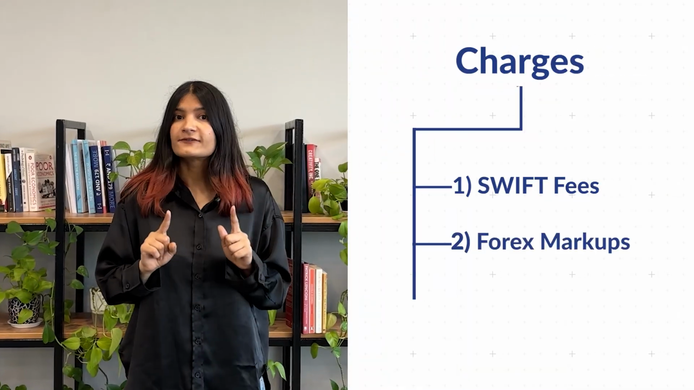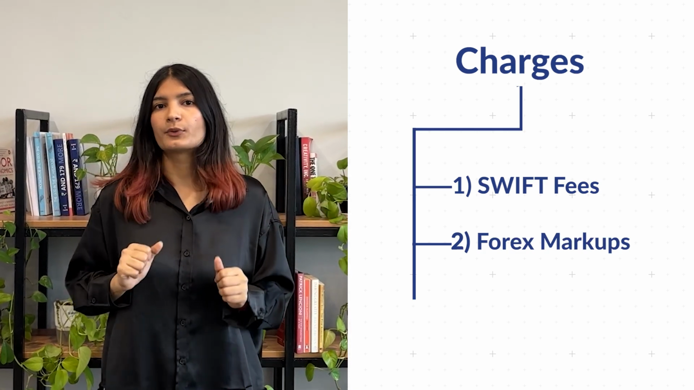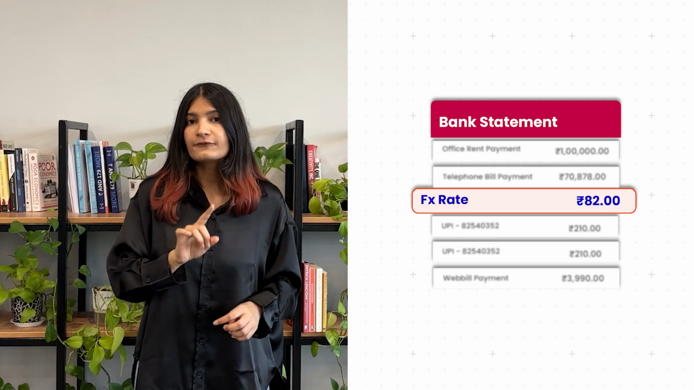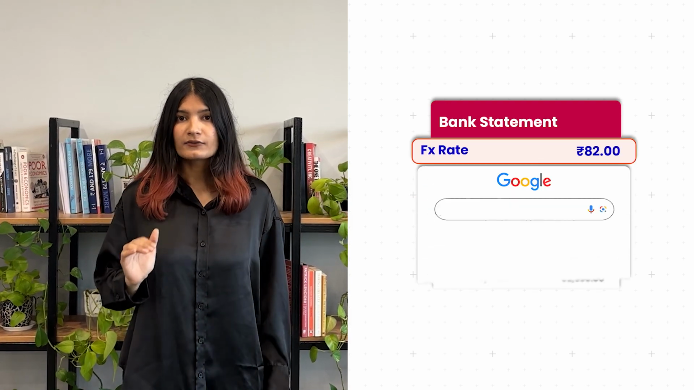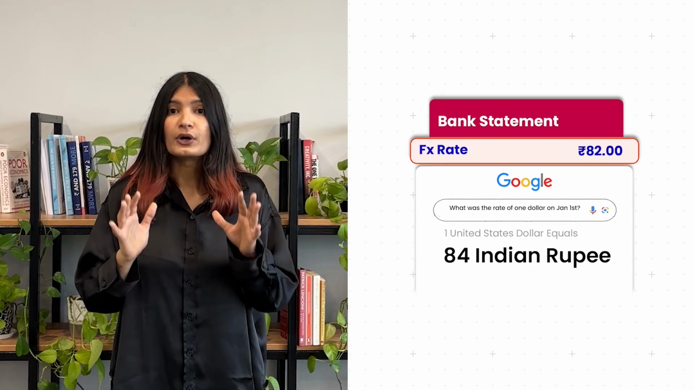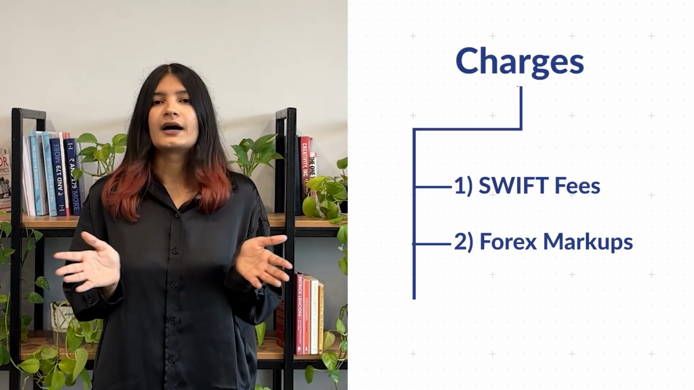Number two is Forex markup. Now this is where most banks and platforms make a profit. Instead of converting your money at the live Forex rate, they charge you a Forex markup. So for example, the live exchange rate is rupees 84 per US dollar. They might convert your money at rupees 82 per dollar. So you will lose money per dollar. And this fee is mostly hidden, so most people are unaware about it.